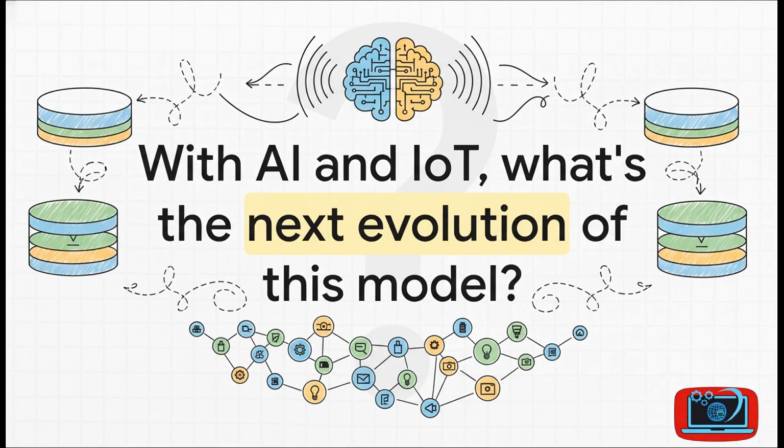And that brings us to a final thought, something for you to chew on. We've seen the model already evolve once, right? From 4 layers to 5. So as our world becomes even more connected, think about all the AI and billions of new IoT devices coming online. What do you think the next evolution of this model is going to look like?